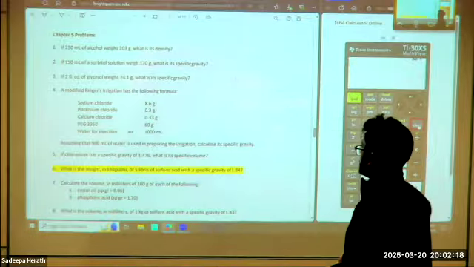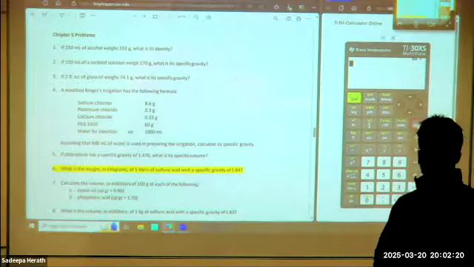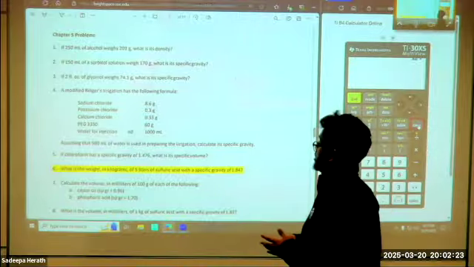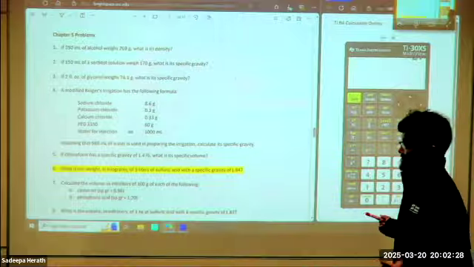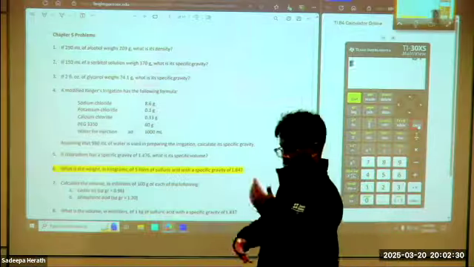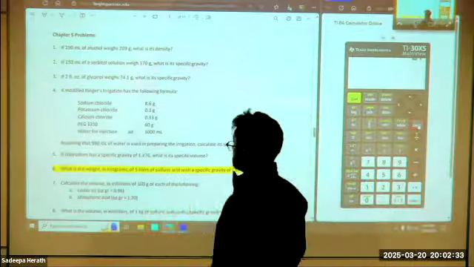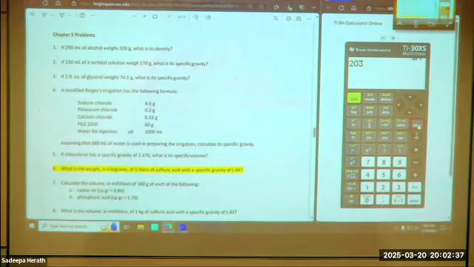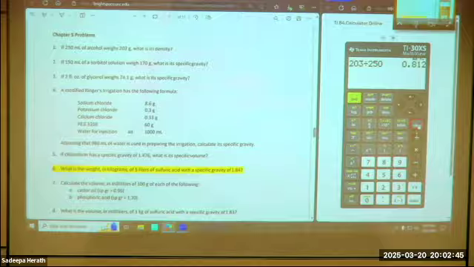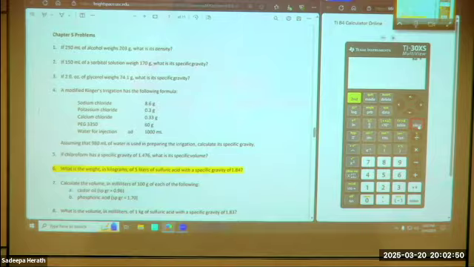Okay, so questions for chapter 5. I said we weren't going to do much, but I have a couple here. Let's start with number 1. Pretty simple. 250 mLs of alcohol weighs 203 grams. What is its density? We said density was mass over volume. 203 over 250. Let's check it out. Divided by 250, 0.812. Well, that's grams per milliliter too, by the way. So it's easy peasy.